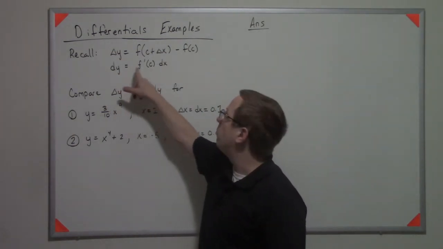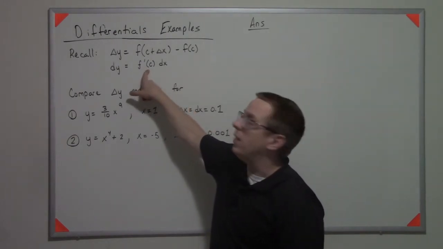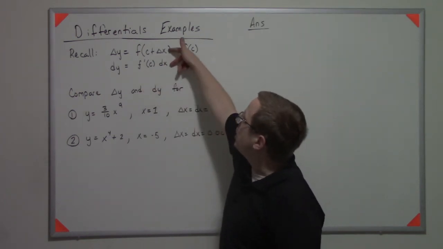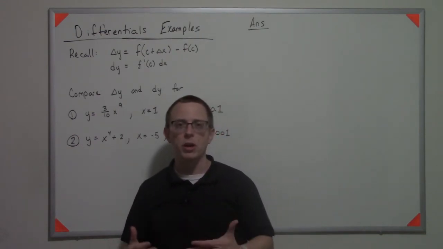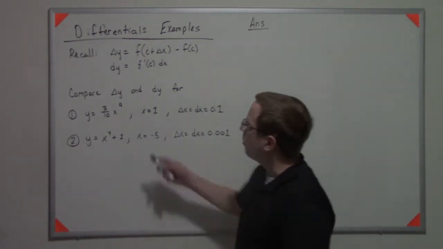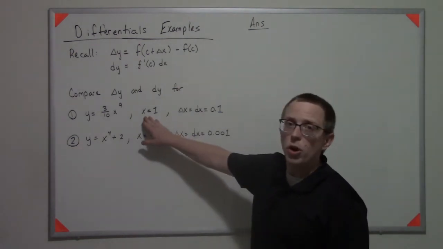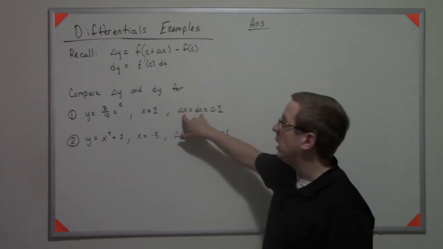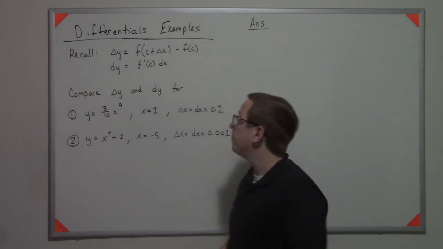But dy involves derivatives. You take the derivative of the function at c, and then you multiply it by the differential change. In this particular case, we're going to choose delta x and dx to be the same value because it's easiest to compare those when they're equal to each other. So for our first problem, we have y equals 3/10 x to the 9th, our starting point is x equals 1, and our differential change and our incremental change are both 0.1. So let's go ahead and look at that.